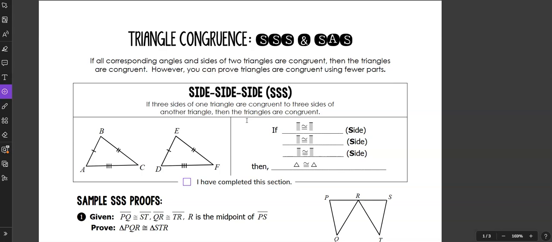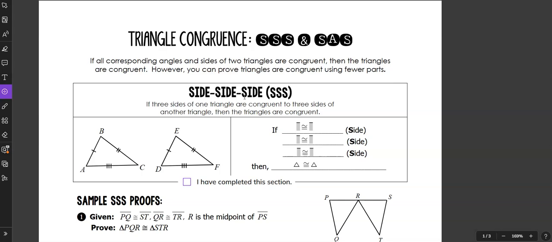Hello, everyone. So today what we're going to do is continue our unit on triangle congruence. In our previous video, we discussed that if two triangles are congruent, then all corresponding angles and sides are congruent. However, sometimes they're not going to give us all angles, all sides. They'll only give us two angles and two sides, or all three sides is fine, or they'll give us two sides and one angle. So we will use that information to determine if triangles are congruent.